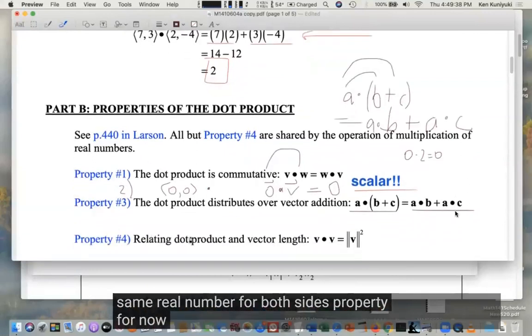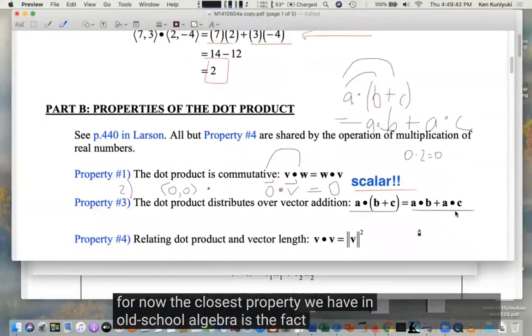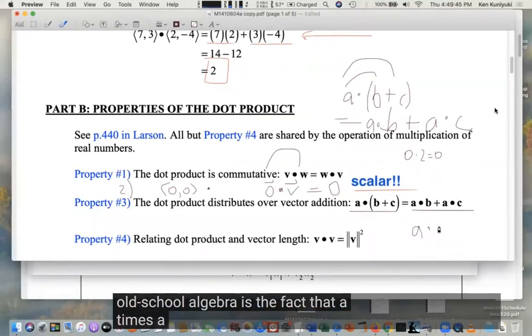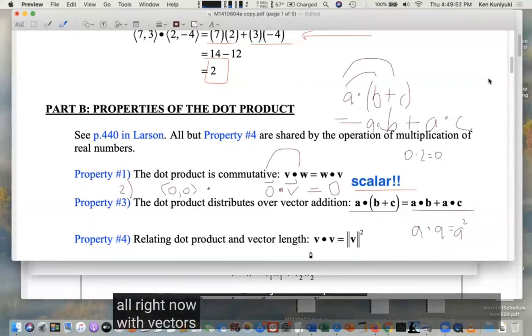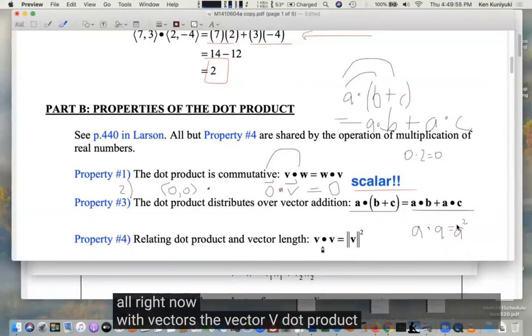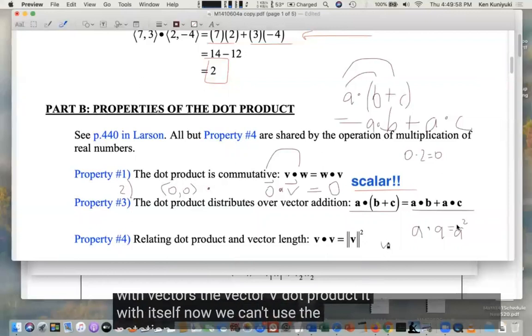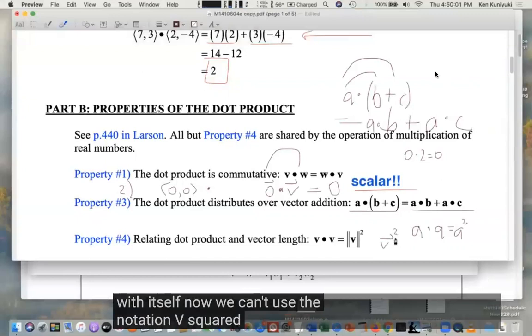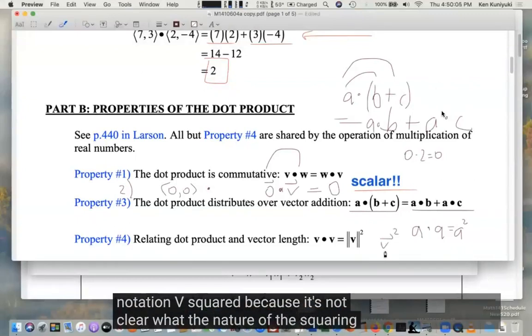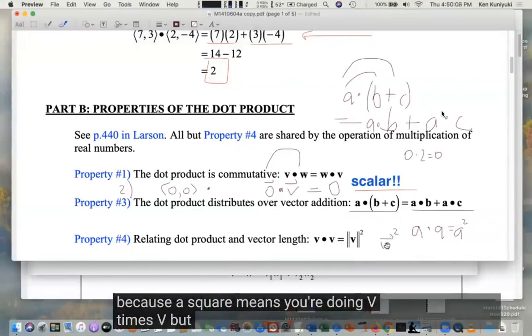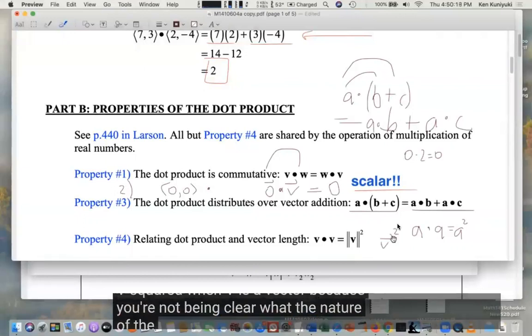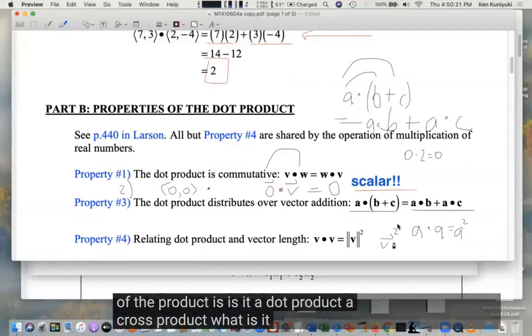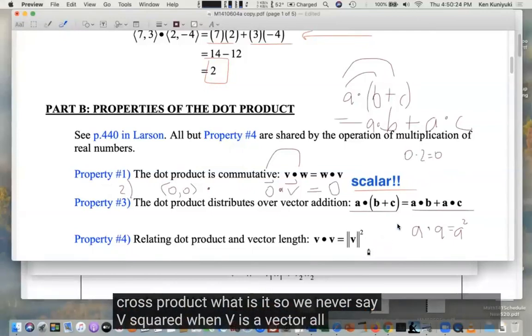Property four, now the closest property we have in old school algebra is the fact that A times A, old school, was just A squared. All right. Now, with vectors, the vector V dot producted with itself, now we can't use the notation V squared because it's not clear what the nature of the squaring is. Because a square means you're doing V times V. But what kind of product are you talking about? Here, it's clear that we're talking about a dot product. But we never say V squared when V is a vector because you're not being clear what the nature of the product is. Is it a dot product, a cross product? What is it? So we never say V squared when V is a vector, right?